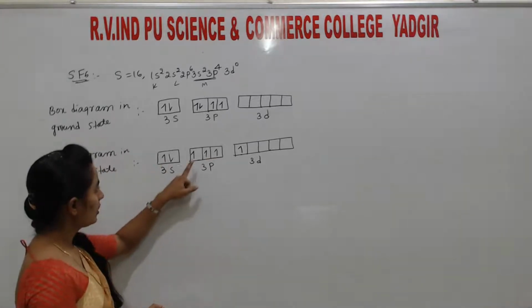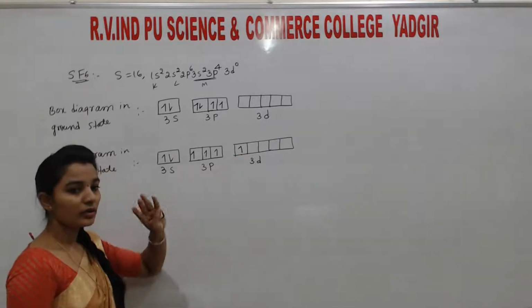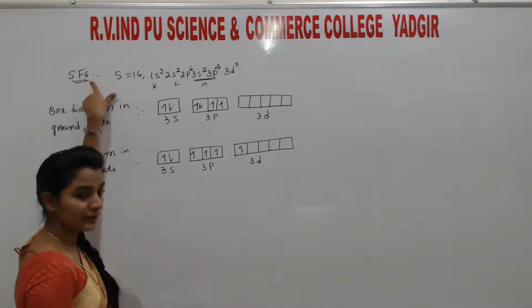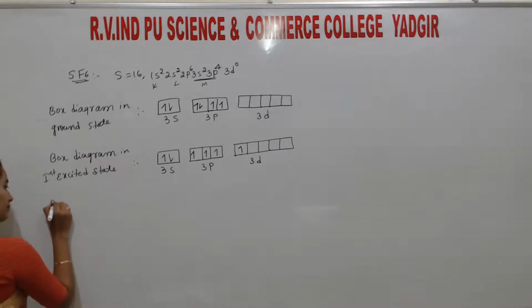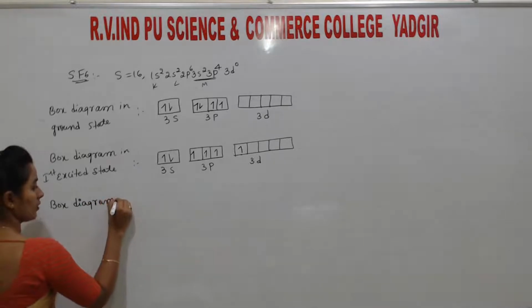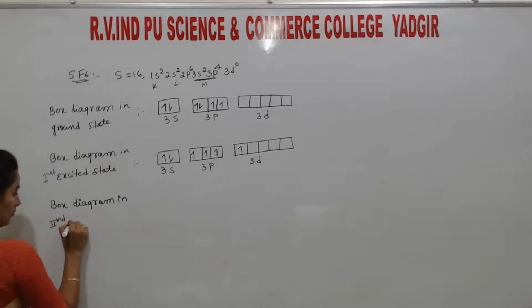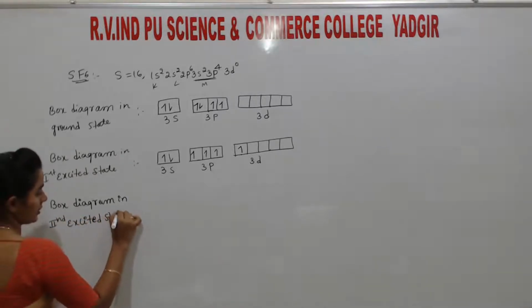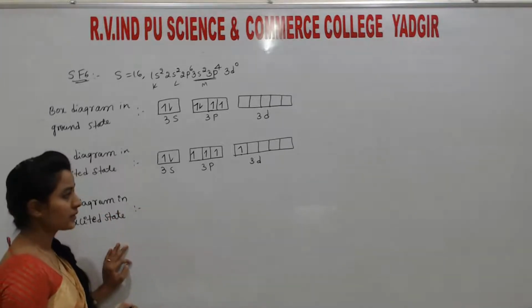Now listen, here 1, 2, 3, 4 unpaired electrons are there. So 4 electrons are ready for bonding. But the number of electrons required is 6. Then of course we need another excitation. Next, box diagram in second excited state.